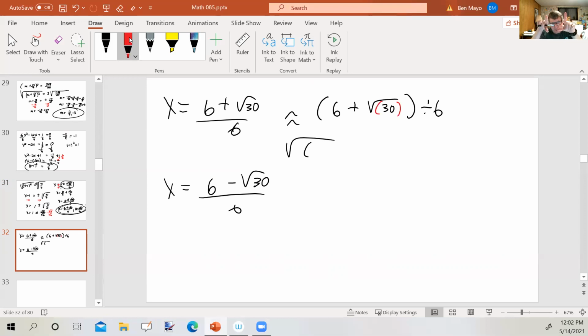So the parentheses in red are a separate set from the outer parentheses in black, okay? I need the parentheses in red to say that all of 30 is inside the radicand, inside of the radical, and the black set of parentheses on the outside says the entire numerator is getting divided by 6. If you don't have that outside set, you're only dividing the square root of 30 by 6, not the entire numerator. So you need to quantify that 6 plus the square root of 30.